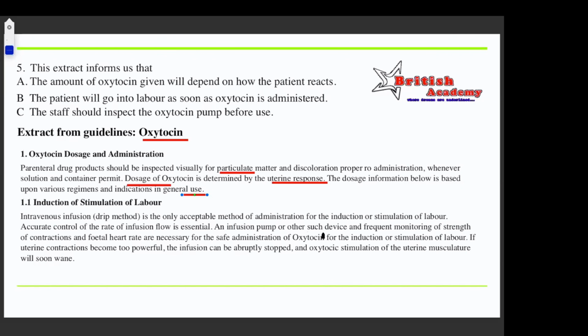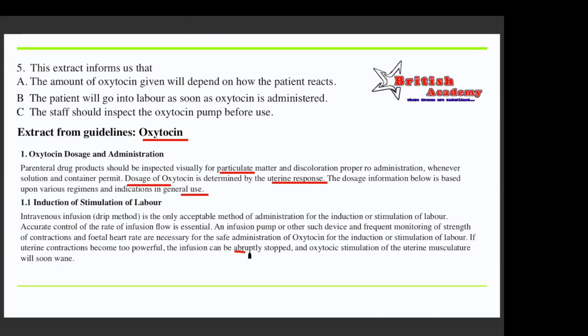An infusion pump or other such devices and frequent monitoring of strength of contractions and fetal heart rate are necessary for the safe administration of oxytocin. So these are the prerequisites which you need to check to see if it is safe to administer oxytocin. If the uterine contractions become too powerful, the infusion can be abruptly stopped. So you can stop at any time.